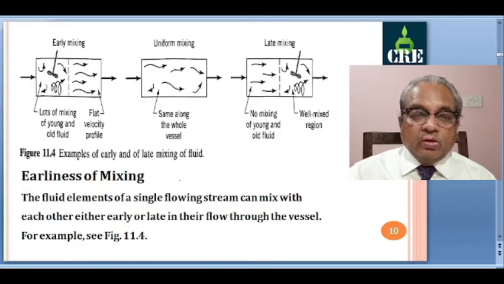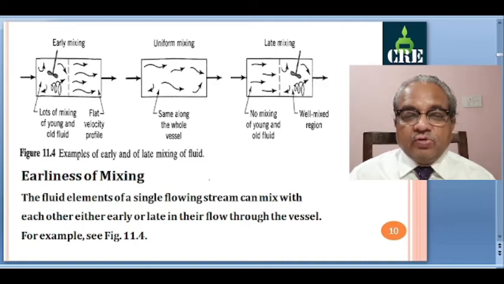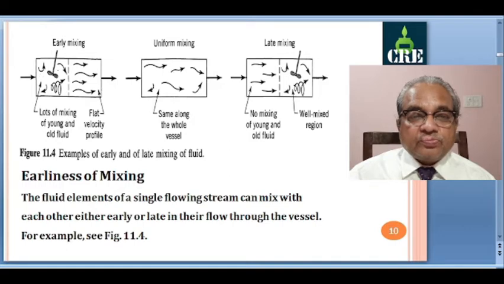Third part is earliness or lateness of mixing. The fluid elements of a single flowing stream can mix with each other either early or late in their flow through the vessel. So here it is flowing, and this stream can mix with each other here within the stream itself.